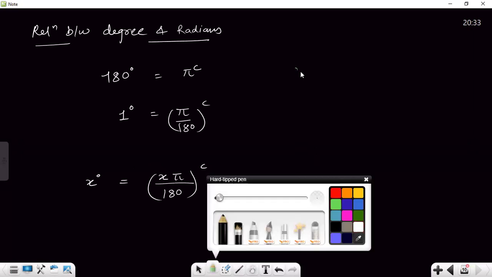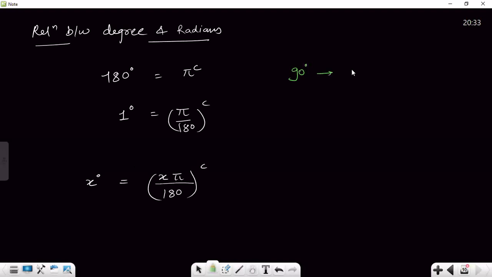We have to convert 90 degrees into radians. The formula is: whatever the degree is, multiply by pi divided by 180. 90 times pi over 180 is pi by 2 radians. The answer: 90 degrees is pi by 2 radians. As simple as that.